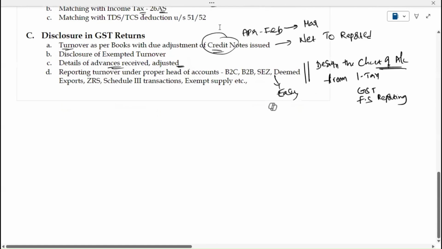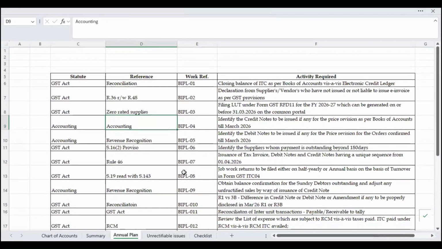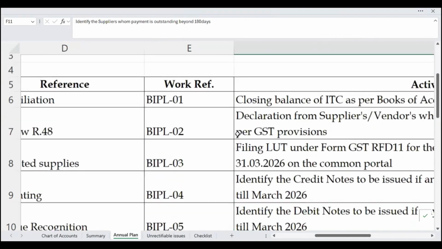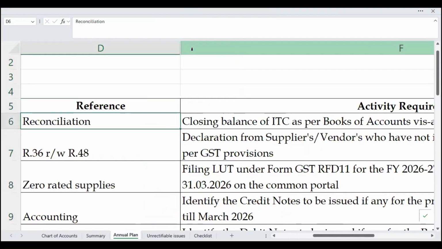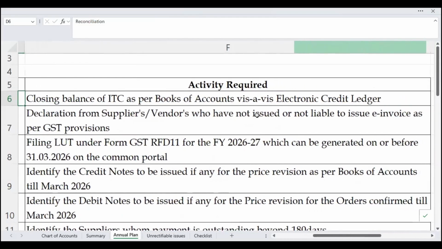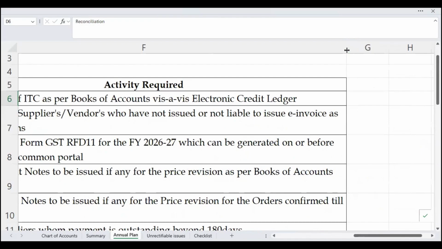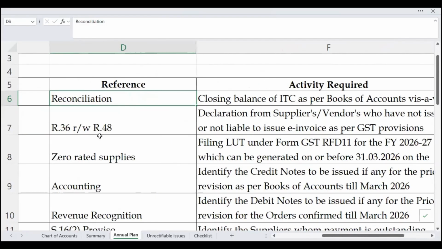Now from here, we'll move on to a few items which are there in my annual plan, what we need to do. So we have reached March. So what all activities are there which I need to keep in mind? I'll share this Excel file with all of you. Most of this we would have discussed, but again, we will try to understand.